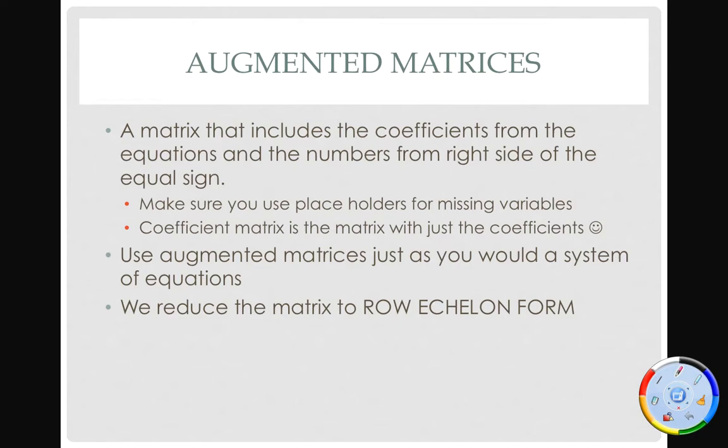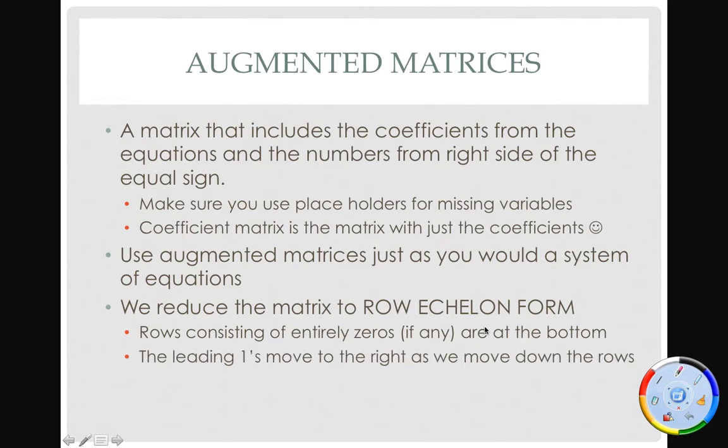We're going to use the augmented matrix just as we would with a system of equations where we were multiplying an equation by a number and then we were subtracting. We're going to do this and we're going to get what's called row echelon form. It's a look of our matrix where the rows consisting of entirely zeros, if there are any, are at the bottom. And the leading number on each row starts further to the right. So basically looking like this.